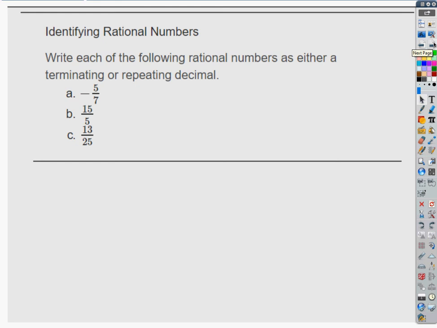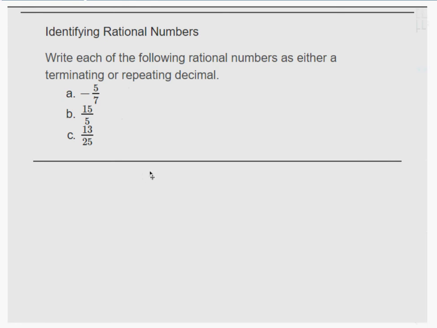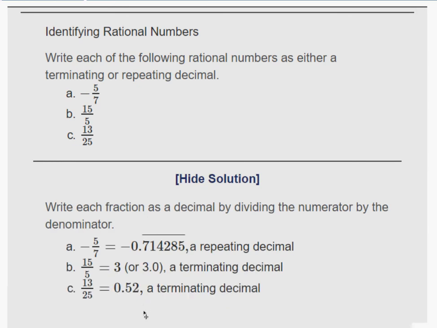So identifying rational numbers, there's not a lot going on here. All this is really talking about is any number that can be written as a fraction, I can turn into a decimal. How would you do that? Probably on a calculator, right? You're probably just going to enter these on a calculator and look at the decimal equivalents.